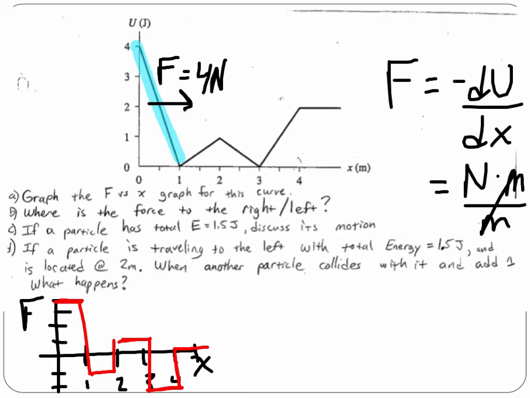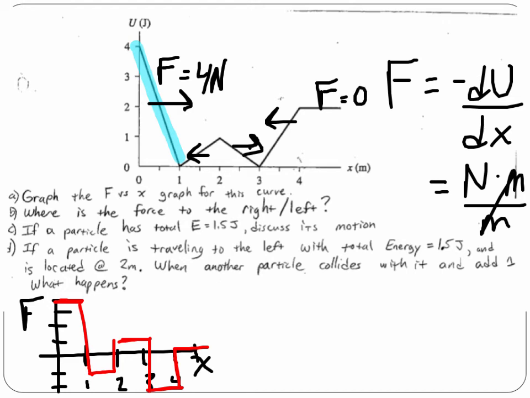When is the force to the right and when is it to the left? Well, it's to the right anytime we have negative slopes. So you can see that the force is to the right during those two segments, the first meter and the second and the third meter. The force is to the left on these segments. And up here, the force is 0.